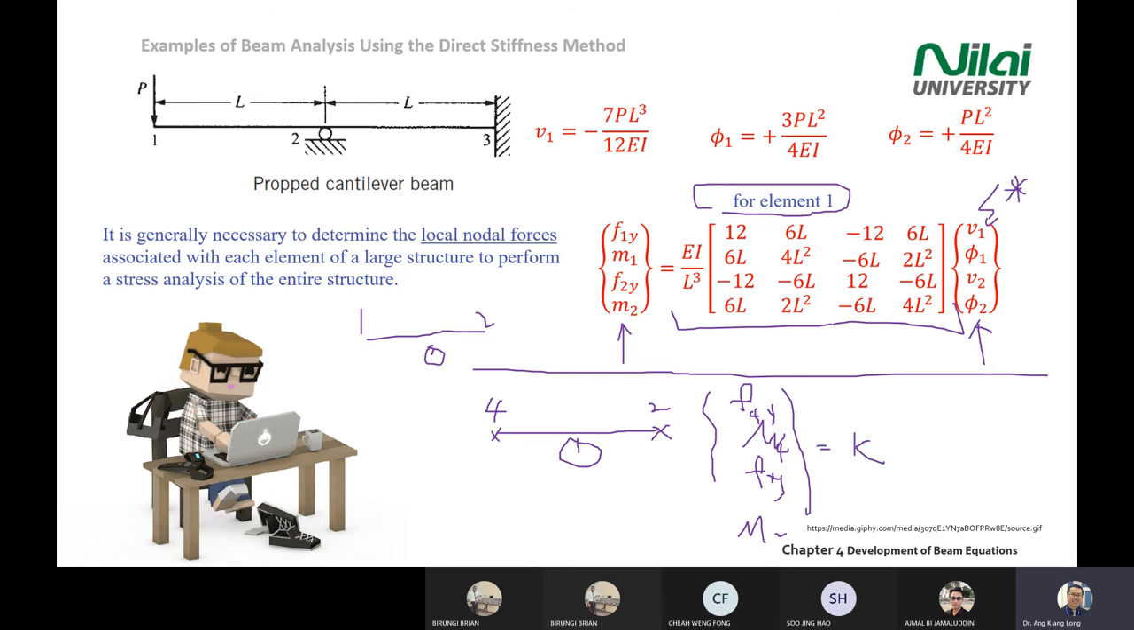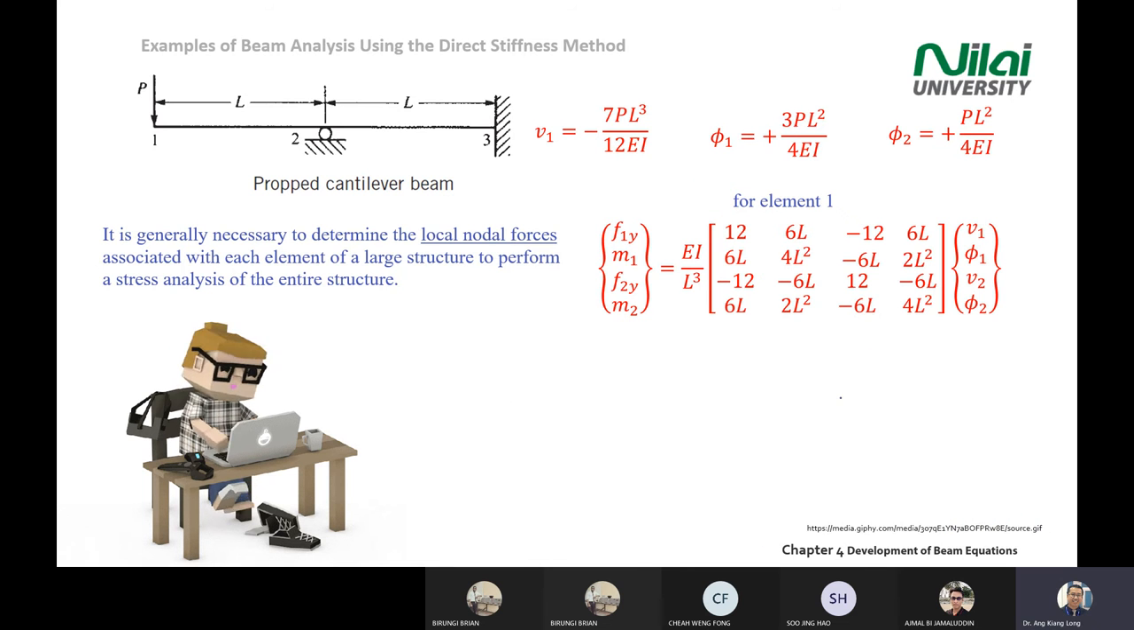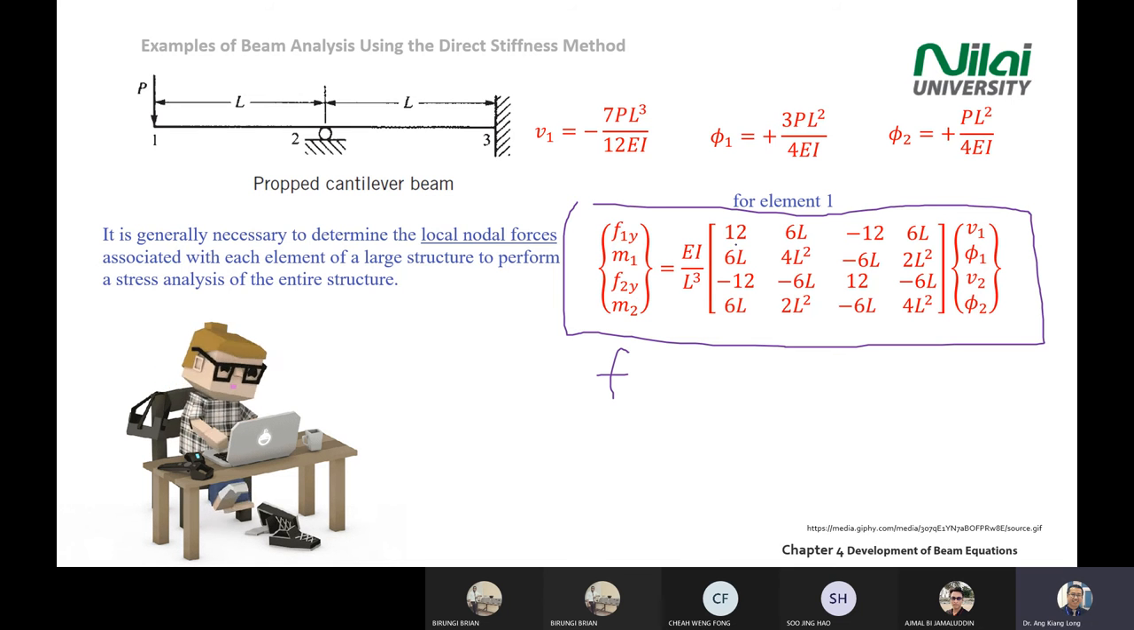Equal to K. K will be the same. However, the displacement will be different: it will be V4, rotation 4, V2, rotation 2. You need to refer to the diagram. So remember the format of the matrix. If F equals KD, K is already fixed. You only need to be careful about the force and the points referring to the diagram. In this case, it's very direct. You have point 1 and point 2 for element 1, so the order is F1y, M1, F2y, M2, and D is V1, rotation 1, V2, rotation 2.